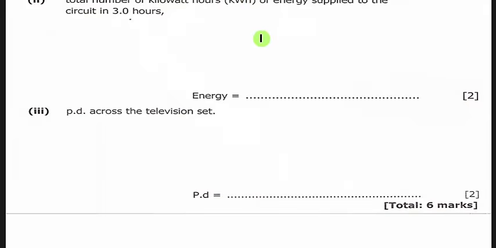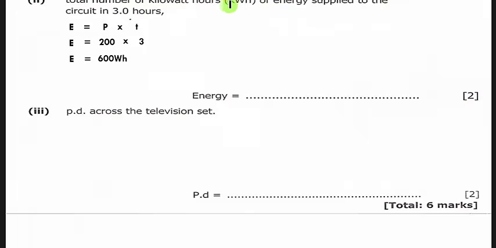So energy is measured in joules or in kilowatt hour. Energy is always equal to power times time, and the time must be in hours. So energy is equal to power, which we have found to be 200, times time in hours, which is 3 hours. So energy is going to be this times this, which will be 600 watt hours, because this one is in watts and this one is in hours. Now they want it in kilowatt hour.